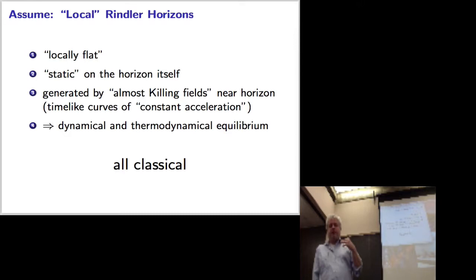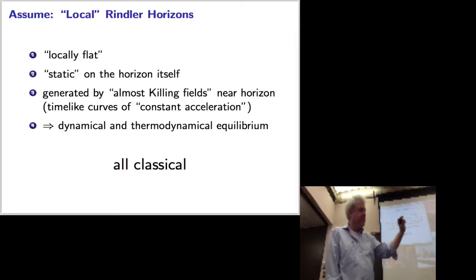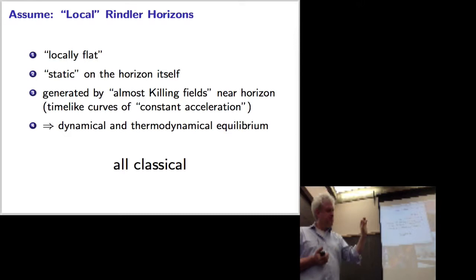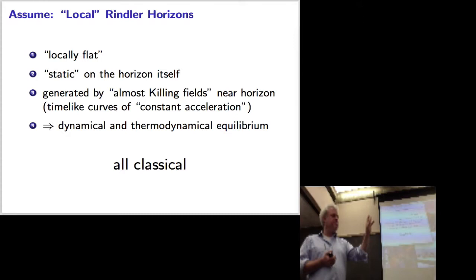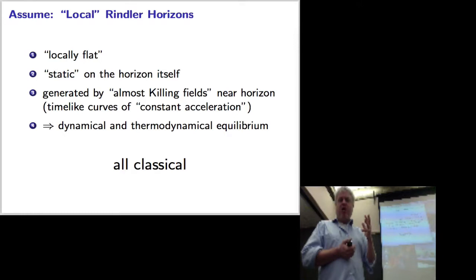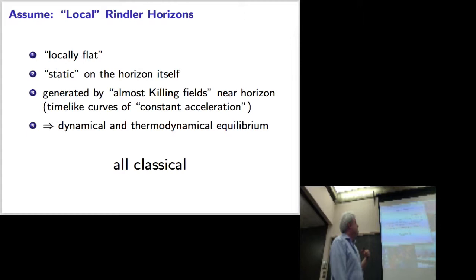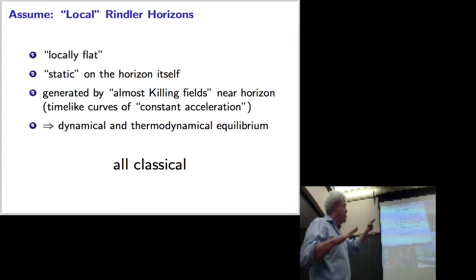We also assume that there are what Ted calls local Rindler horizons. These are tiny little space-like two surfaces. You pick a point, you find some tiny little space-like two surface that is orthogonal to some null congruence coming out of the point. And the properties of this local horizon are that it must be locally flat. It must be static. The horizon itself is static, in a sense one can almost make precise. The horizon is just like the ordinary Rindler horizon in Minkowski spacetime, generated by almost Killing fields near the horizon.